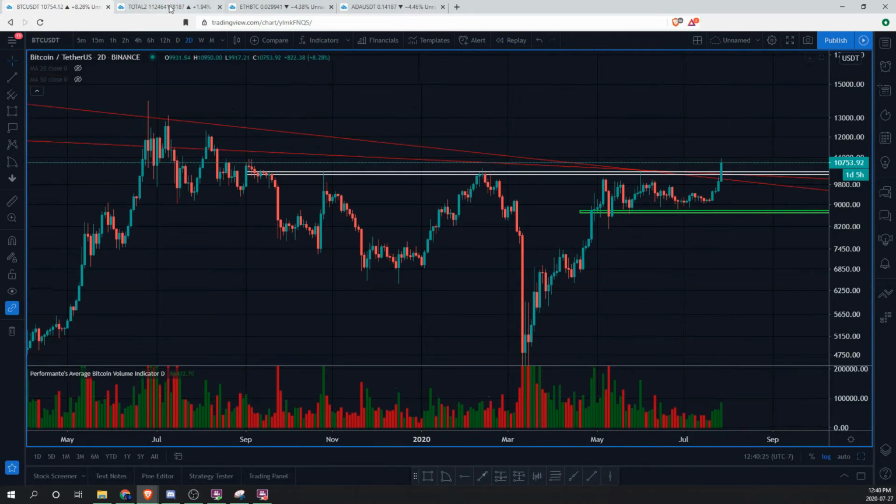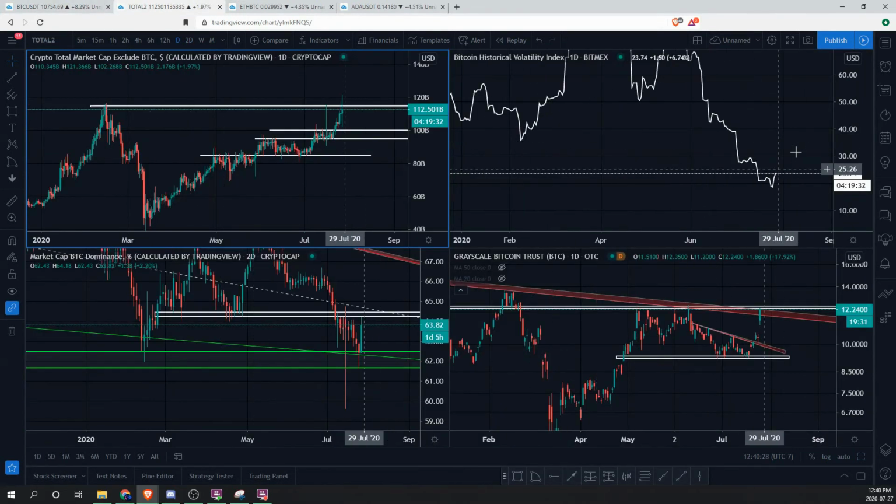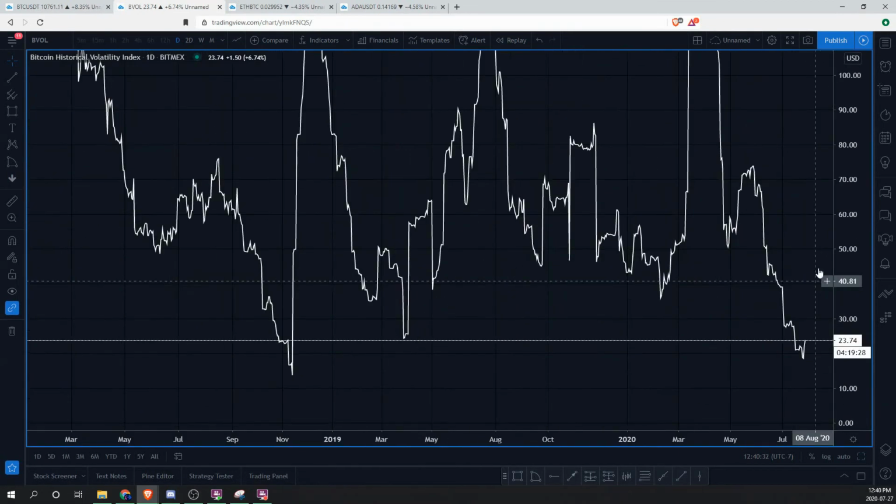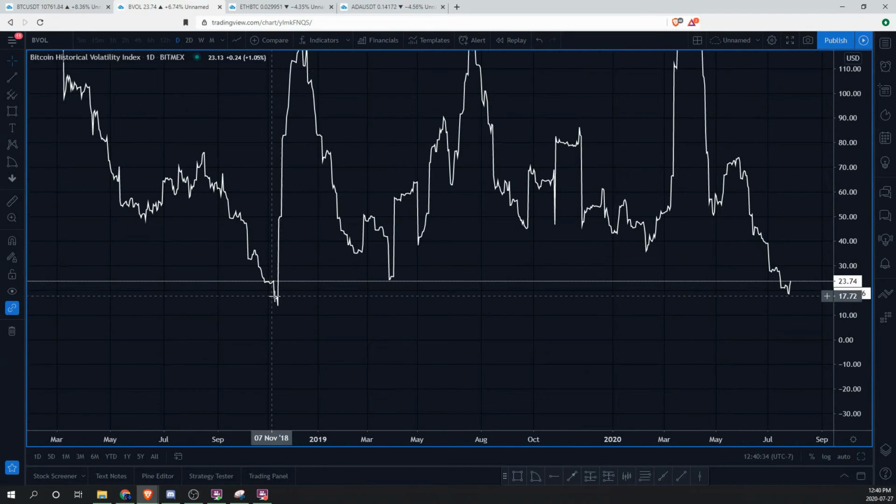But something to note before we dive into the smaller price action here, we don't see much of an increase in volatility. The last times we had extremely low volatile times were November of 2018 as well as March of 2019. We saw a massive explosion and an expansion in volatility. We don't see that just yet.